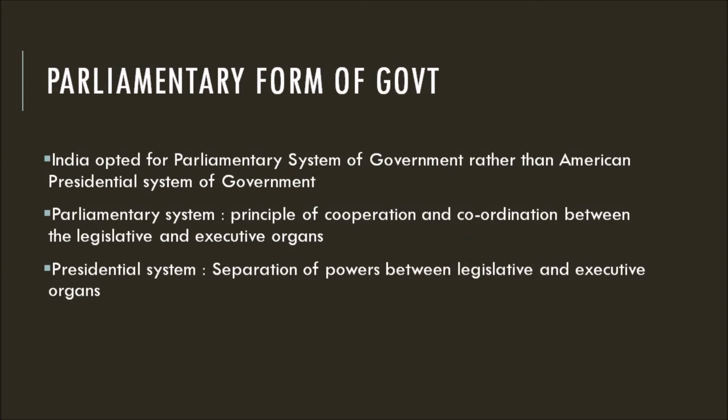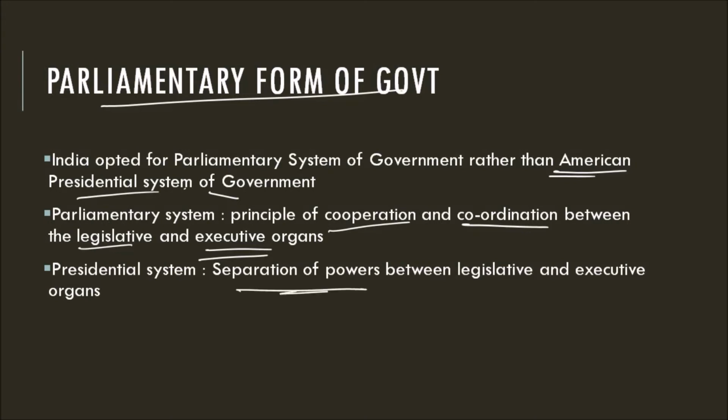While making the constitution, India opted for a parliamentary form of government, rather than a presidential system of government, which is followed by America. In a parliamentary system, there is a principle of cooperation and coordination between the legislative and executives, right? But in case of presidential systems, there is a separation of power between the legislative and the executive organs.